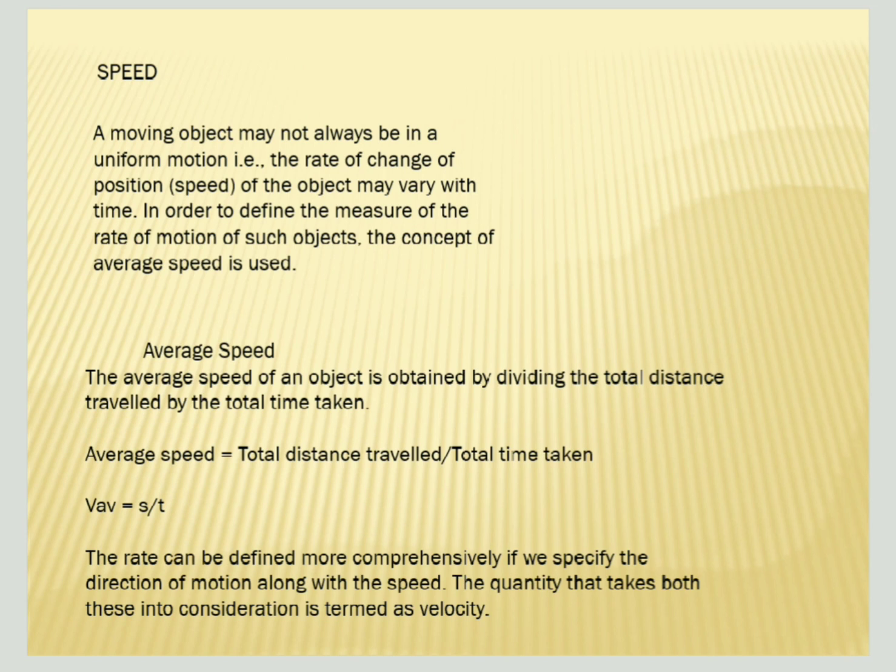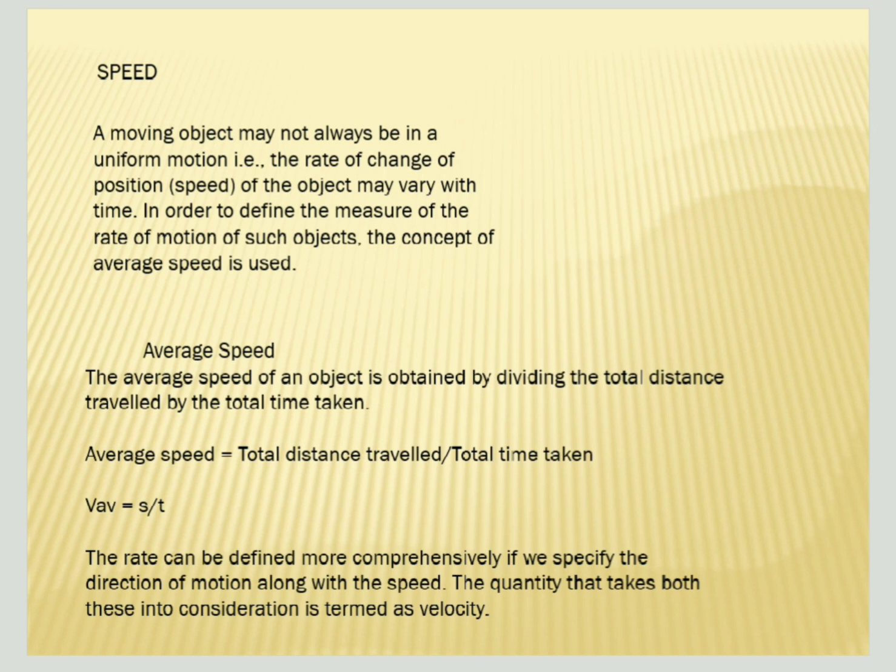Average speed is obtained by dividing the total distance traveled by the total time taken. The formula for speed was distance upon time, and for average speed it is total distance traveled upon total time taken.